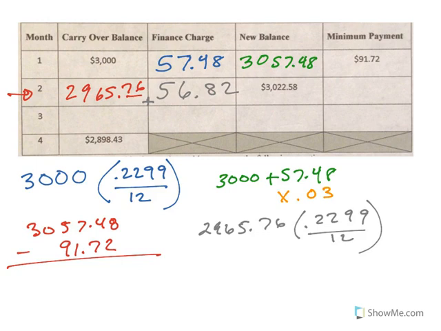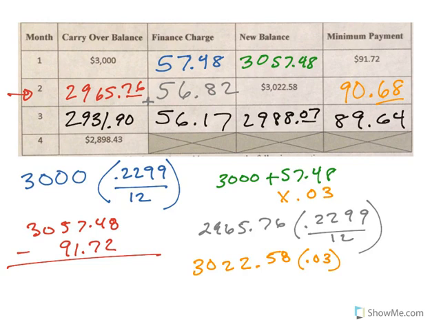$3,022.58. To find our minimum payment, we take that new balance, $3,022.58, and we multiply by 3%. So that gives me $90.68. Pause the video, you do month 3.